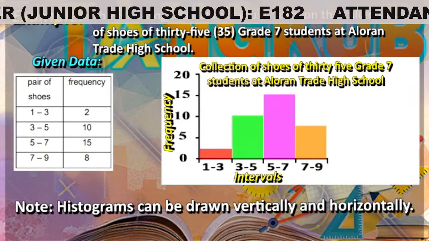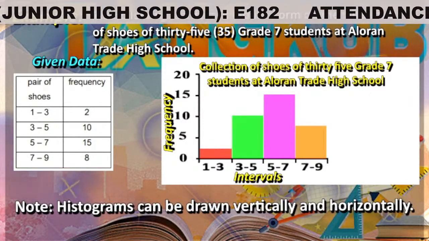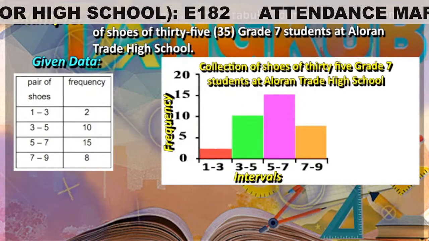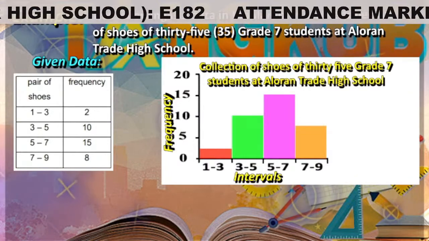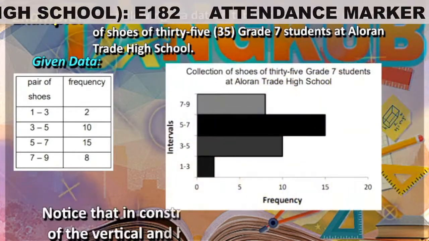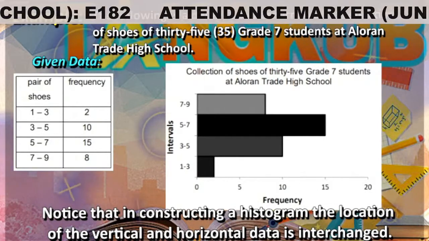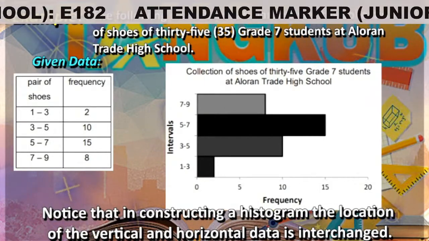Note that histograms can be drawn vertically and horizontally. To illustrate a horizontal histogram, observe the next graph using the same data as in the previous example. Notice that in constructing this histogram, the location of the vertical and horizontal data is interchanged.